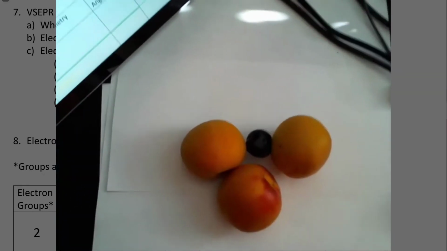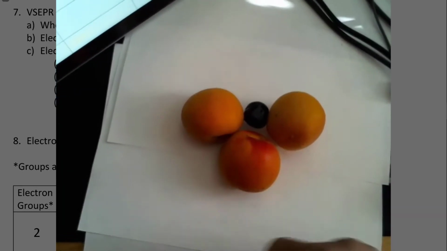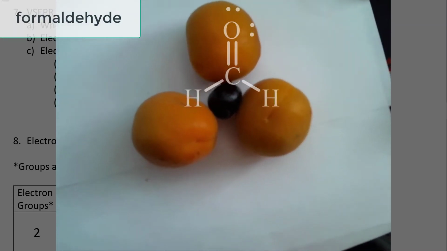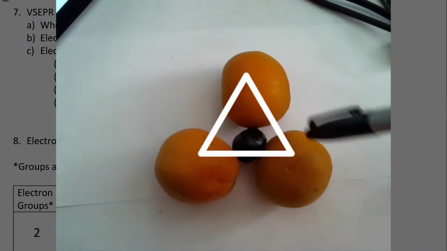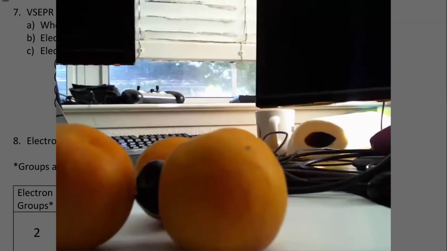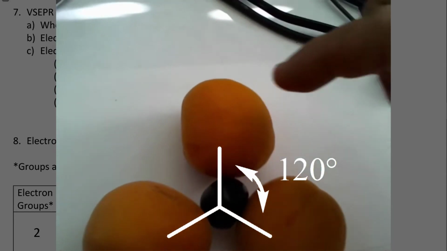If I do that, and you look at it from the top, you can see this is not well balanced. That is, these two groups could be further apart from each other. So what ends up happening is this. You can see these are at the corners of a triangle. This is known as trigonal planar because if I go down to the side like this, you can see that all of them are in the same plane. And this is how you get maximum distance between three atoms or three groups around a central atom.